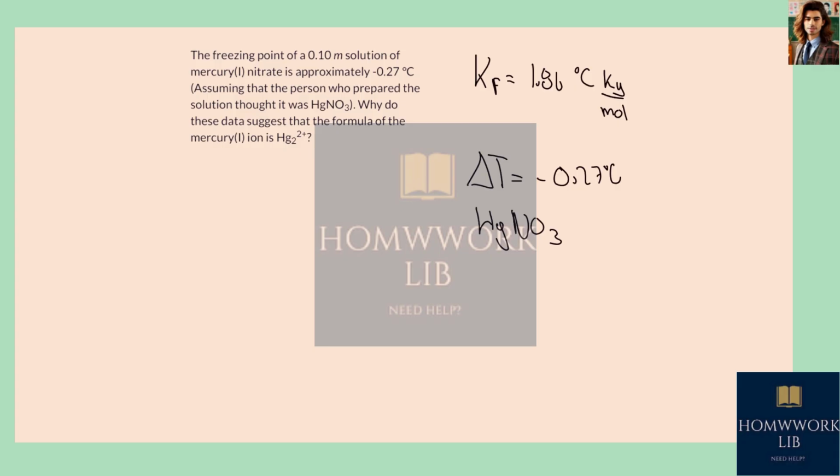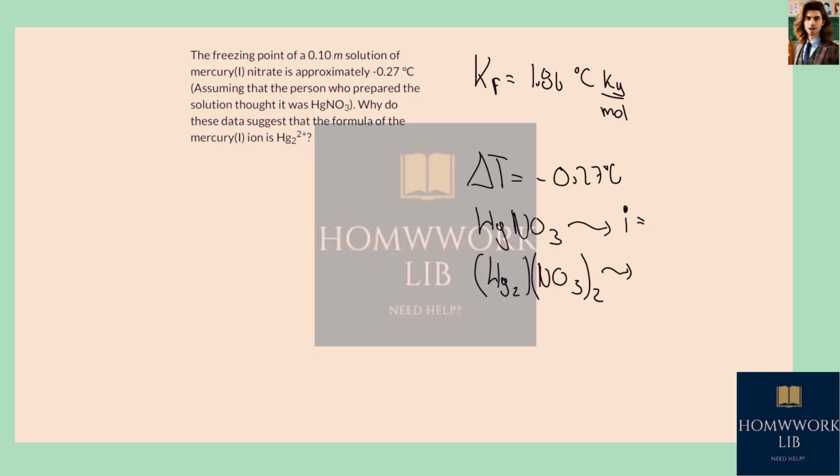We want to know if this corresponds to the molecular formula of mercurous nitrate, or mercury nitrate, corresponding to HgNO3, or for the Hg2 2+ ion, which would generate NO3 2 to balance out the charges. Let's compare these two compounds when they are dissolved into water, assuming complete dissociation.